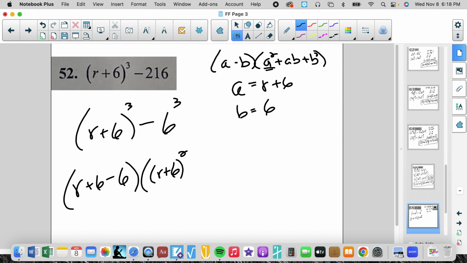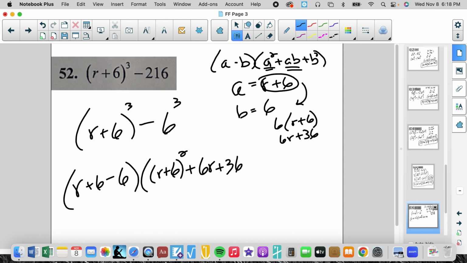So I've got to square my a value. When I square that, that's the quantity of r plus 6 squared. And then a times b is going to be 6 times the quantity r plus 6, which is 6r plus 36. So that's the AB part, A times B. I multiplied these two together. And then I'm going to square B squared, which is 6 squared, which is another 36.